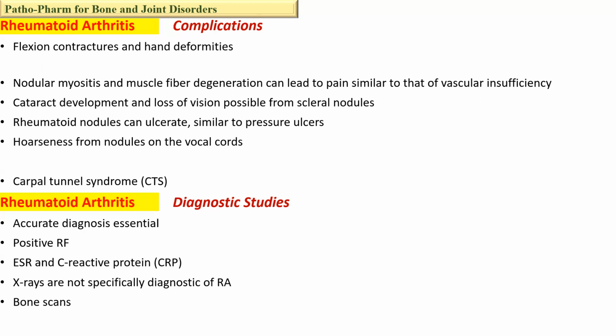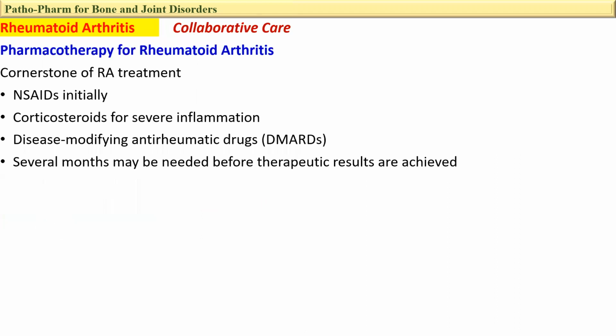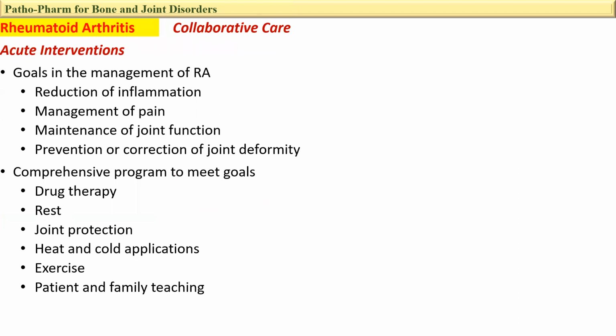And X-ray is not specifically diagnostic for the disease, and bone scans are useful in that we can detect early joint changes and confirm the diagnosis from the results of the bone scans. So the treatment, these are the goals and management of rheumatoid arthritis.